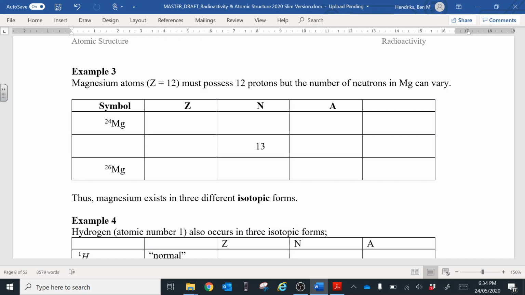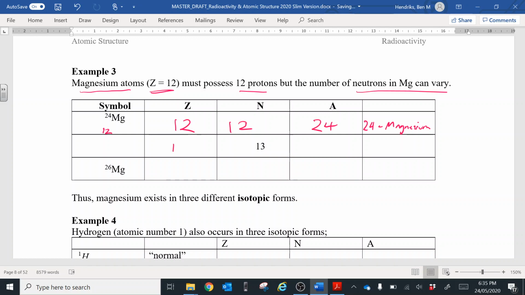So we're looking at magnesium. Magnesium atoms have Z equals 12, so they contain 12 protons, but the number of neutrons can vary. So we have 3 different isotopes. So the symbol then, 12 down here. Anyway, 12 protons. Number of neutrons is also going to be 12, and our mass number is 24, and we can call this magnesium 24. I usually say magnesium 24, so you could write magnesium 24.